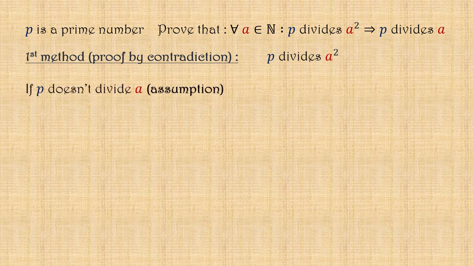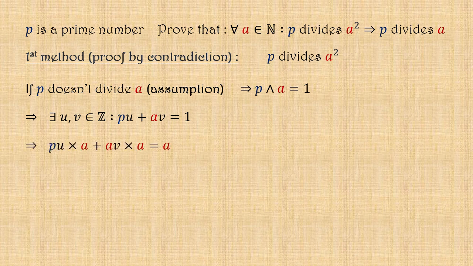So, if p doesn't divide a, and since p is a prime number, then p and a would be co-prime. This means, according to Bezout theorem, that there are two integers that we'll note u and v, such that p multiplied by u plus a multiplied by v equals 1. By multiplying this equality by a, we'll find that p multiplied by u multiplied by a plus a multiplied by v multiplied by a equals a.